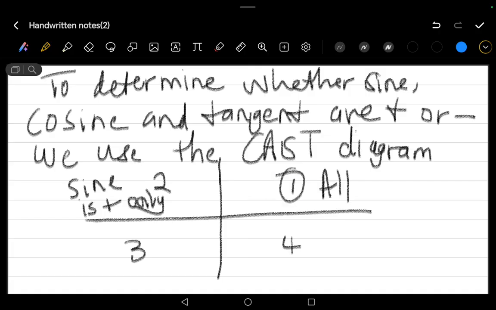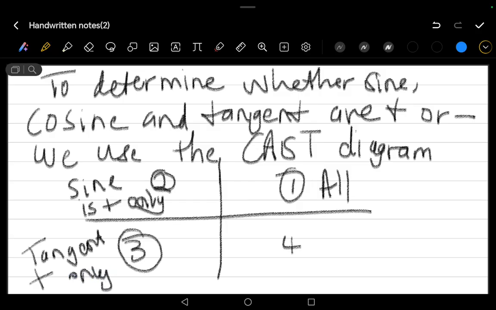Okay, first quadrant, all cos, sine, and tangent, they are positive. And then on the second quadrant, sine, it's positive only. And then on the third quadrant, tangent, it's positive only. Okay, and then on the fourth one, cosine here, it's positive only.